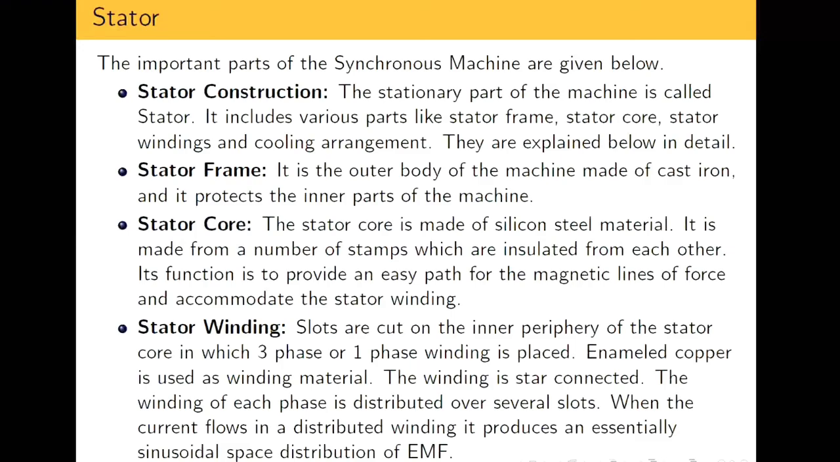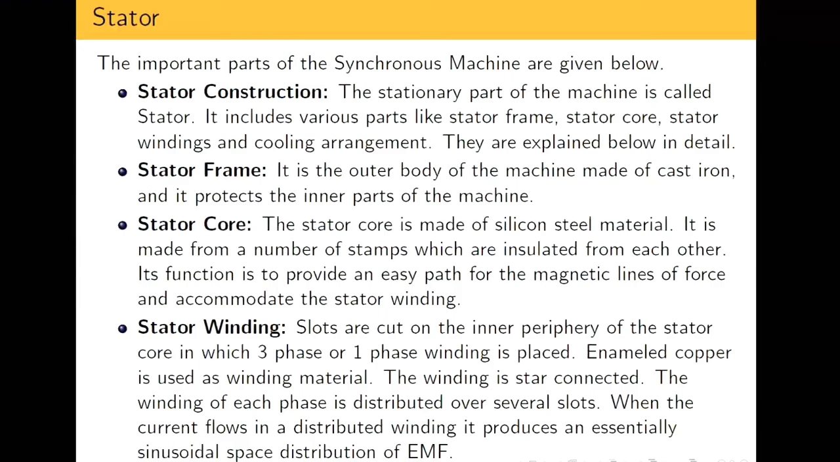The stationary part of the machine is called stator. It includes various parts like stator frame, stator core, stator windings, and cooling arrangement also. Right, if it is a huge machine, this cooling arrangement also can be accommodated in the stator. Right, so they are the stator frame. What is the stator frame? It is the outer body of the machine made of cast iron, and it protects the inner parts of the machine.